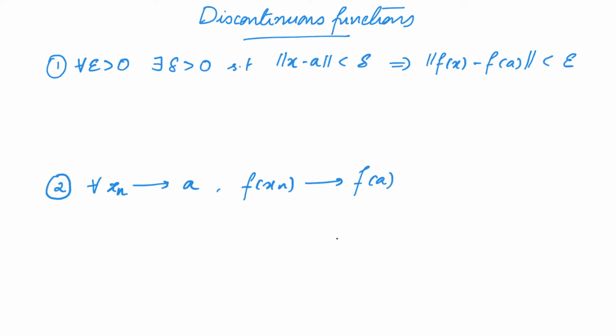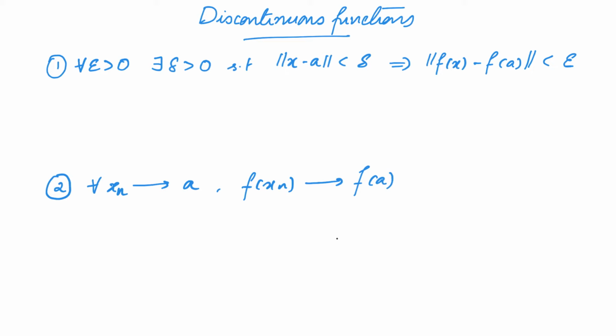These are two equivalent definitions of continuity, and to show that a given function is not continuous at a point A, we have to show that either this fails or this fails. In other words, the negation of this statement or the negation of this statement is true. That's what we will need to prove. And both these techniques will be useful in certain situations. So let's try to negate both these statements. Let's go one by one.